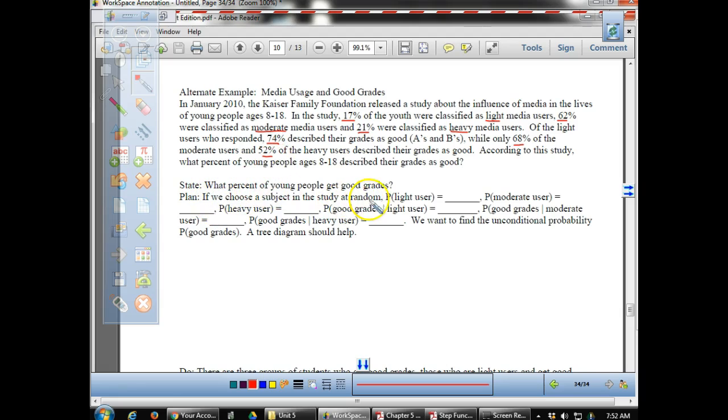If we choose a subject in the study at random, the probability to be a light user is 0.17. The probability to be a moderate user is 0.62. A heavy user is 0.21. Now, the probability for good grades given a light user is 0.74. And the probability for good grades given a moderate user is going to be 0.68, so it goes down a little bit, and then finally 0.52. So there seems to be some sort of relationship here. So let's write this out.